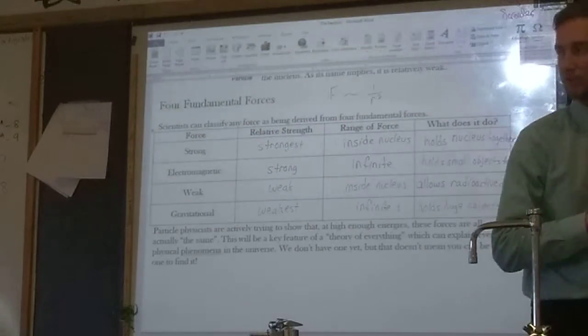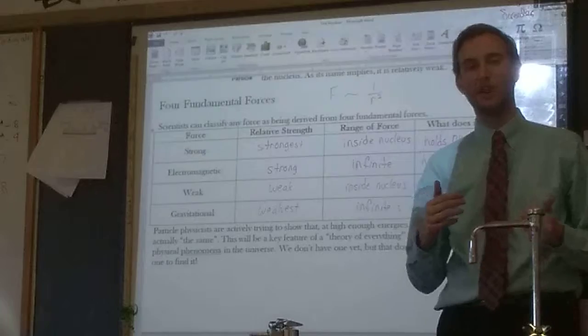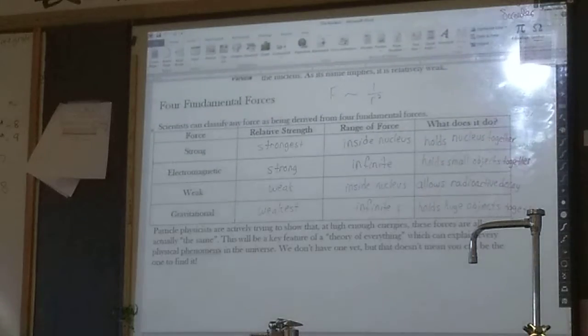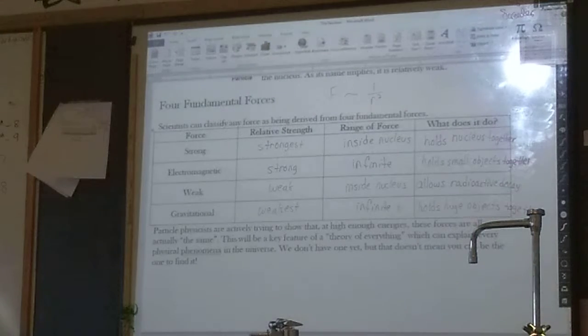But that doesn't stop scientists from trying. We're still trying to figure it out. It is an area of active research, and to be quite honest, it's pretty darn interesting. I don't pretend to understand almost any of it, but I know that that is what we're doing. That's all I've got for you for the nucleus.